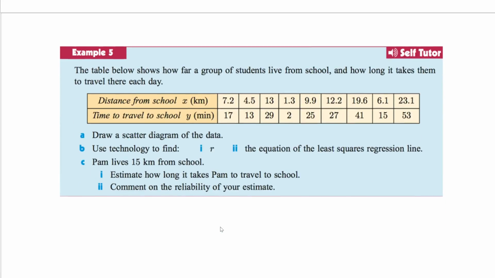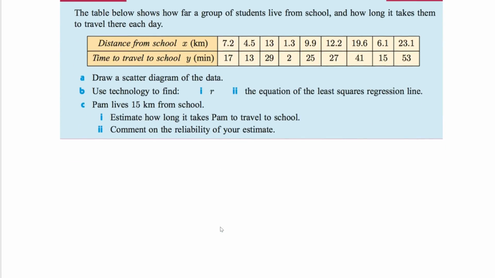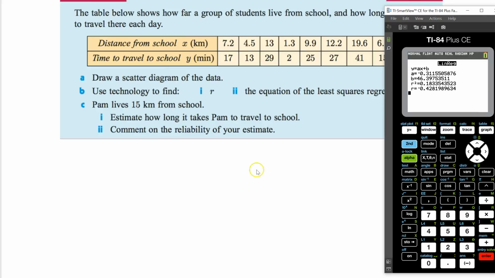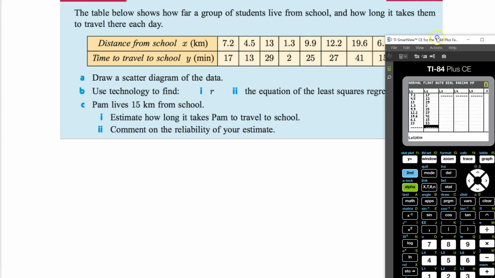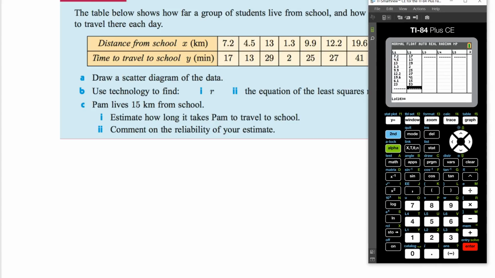So let's finish this off with a quick example. The table below shows how far a group of students live from school and how long it takes them to travel there each day. So distance from school, time to travel to school. They want me to draw a scatter diagram using my calculator, find the equation of a line on the calculator, and then we're going to solve this with our new information. We're going to solve this little question C here. So let's do this on our calculator. Again, I won't bore you. I'll plug this in right now, and voila, all the data is entered in. So I'm going to cover up this space right here on the side.